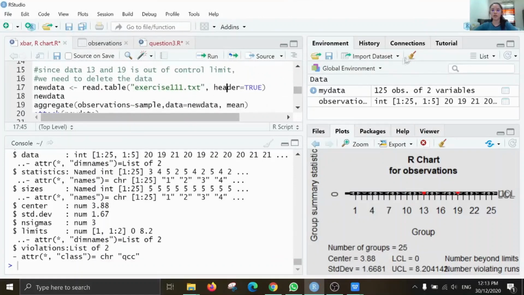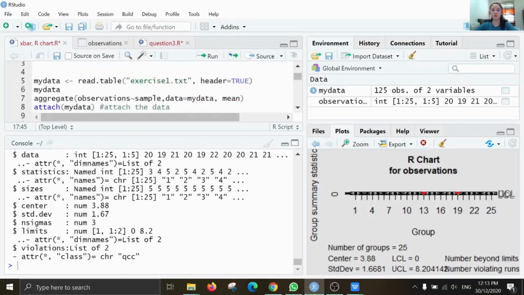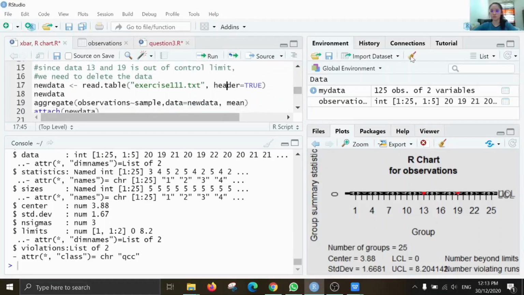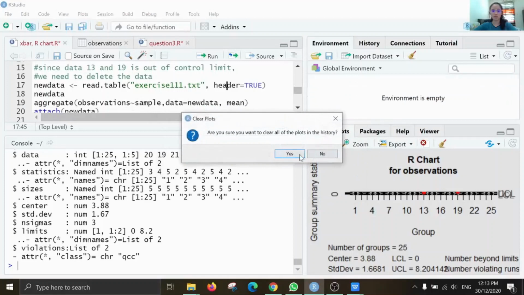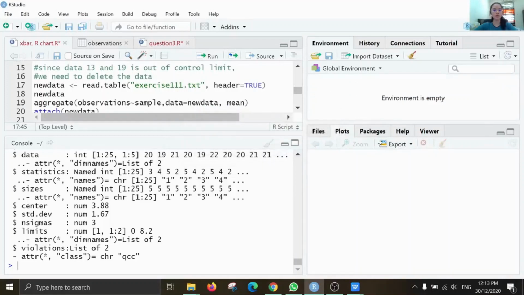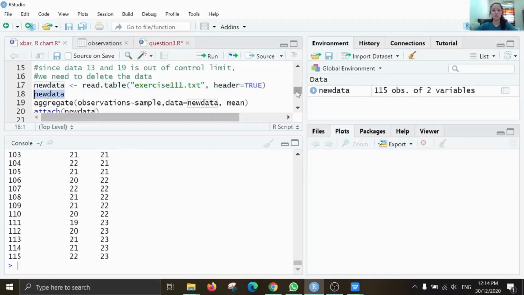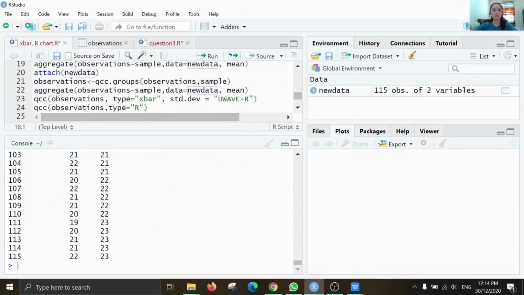So from here, we would like to repeat the steps from before. And now I would like to clear all the blocks again. Now we assign the new data as the data that does not contain data number 19 and data number 13. And I run. So the new observations contain only 115 observations. And the steps are the same as previous.